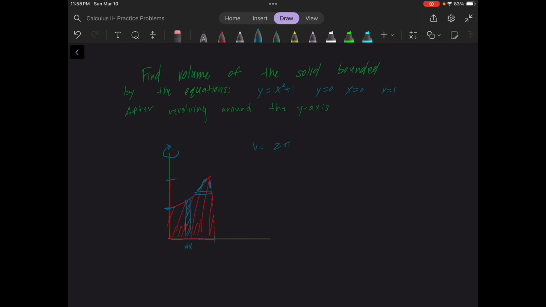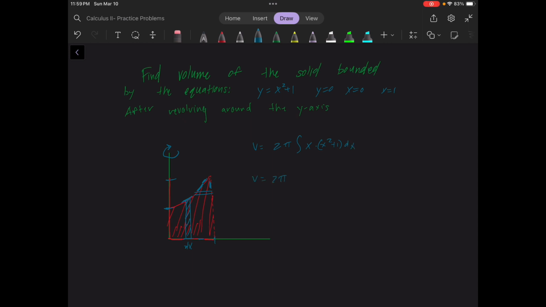It's going to be 2 pi. The radius function, since we're revolving around x equals 0, is just x. At any given x value, it has that radius. What is the height function? The height function is just the displacement, like I said, between this function and 0. So it's just going to be that function, x squared plus 1 dx.